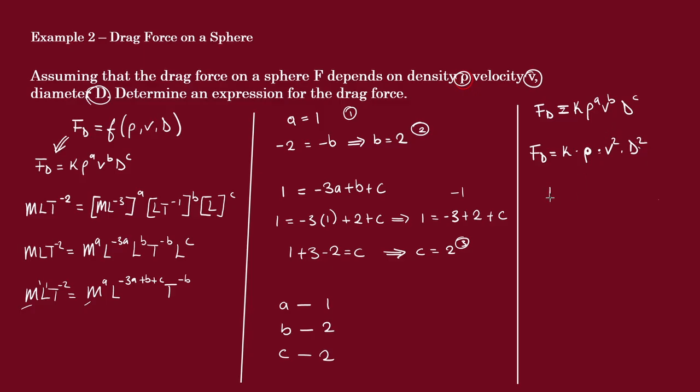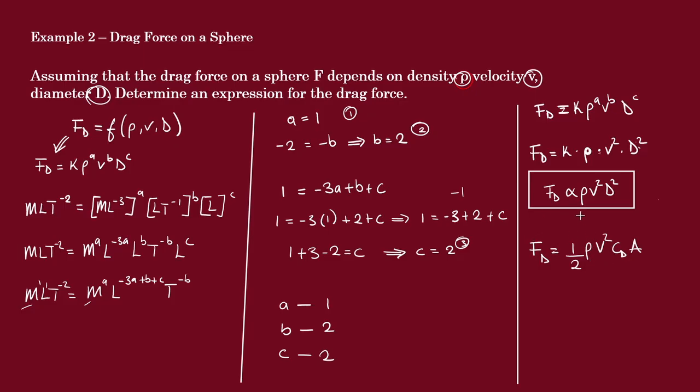So F of D is proportional to rho V squared D squared. And this is how we solve dimensional analysis using Rayleigh's method. So for those that are actually curious as to what the actual formula is, the drag force is actually equal to half rho V squared C of D times effective area.